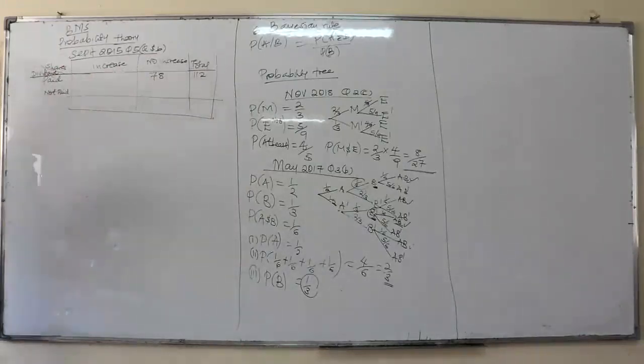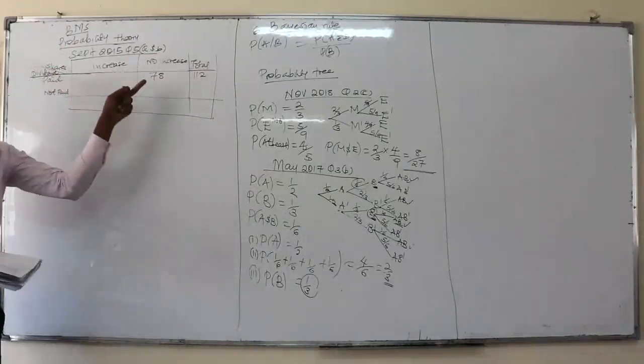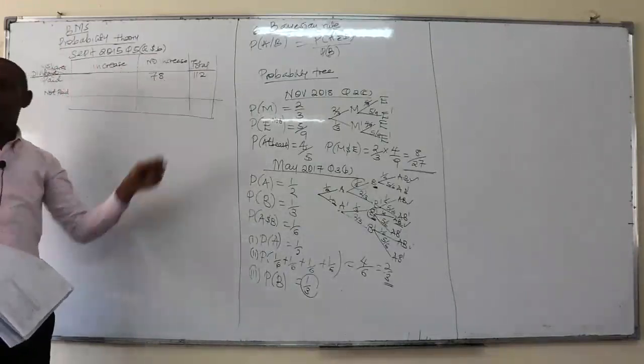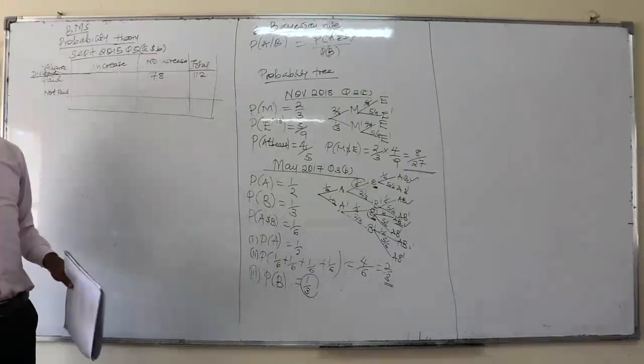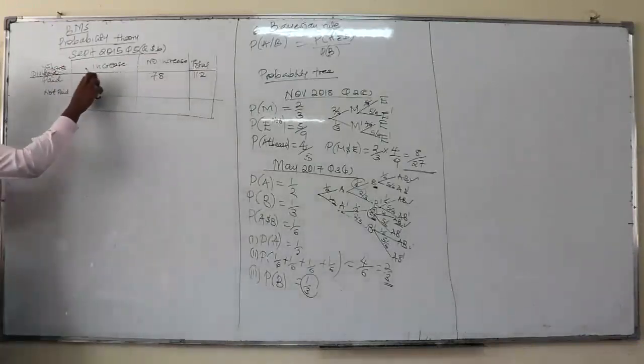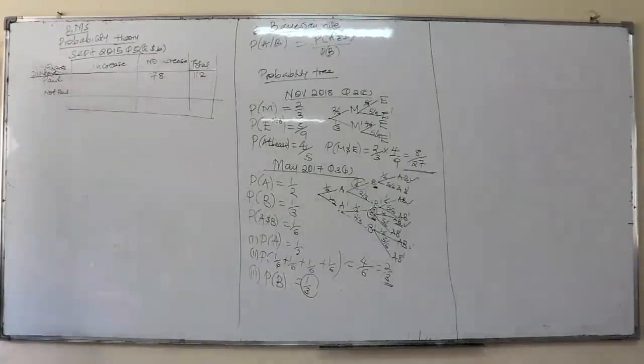78 shares had no increase in price. The dividend was paid, but the shares did not increase. So meaning that we can get the ones that increased the share price, which in that case will be how much? 112 minus 78?